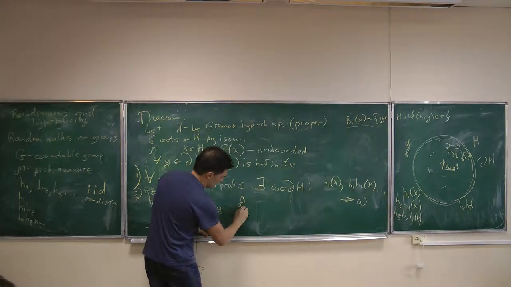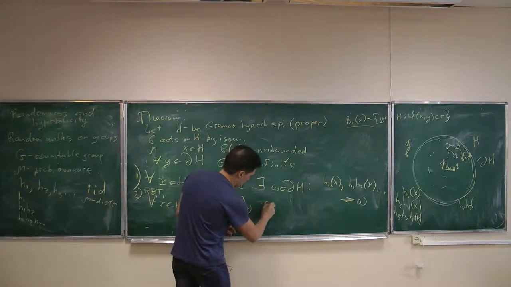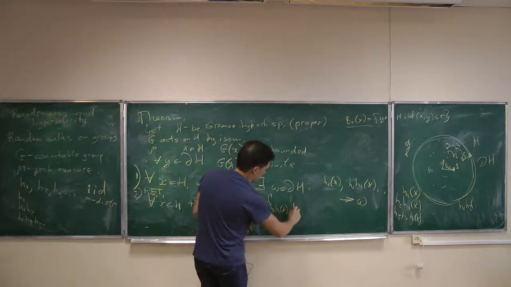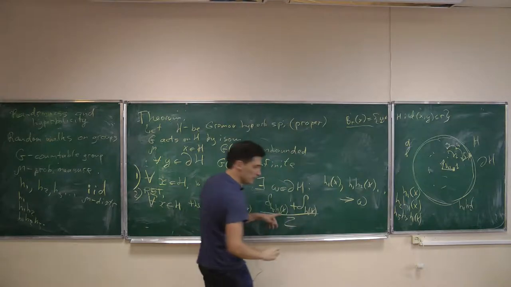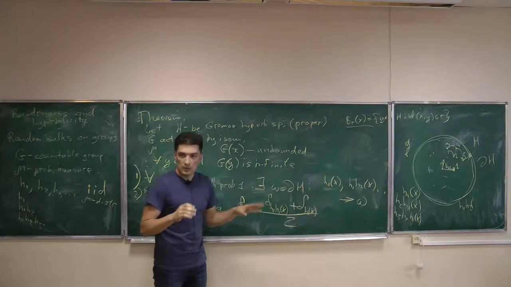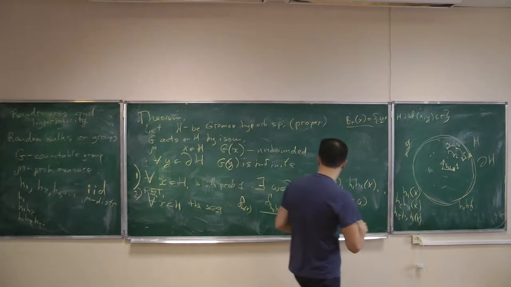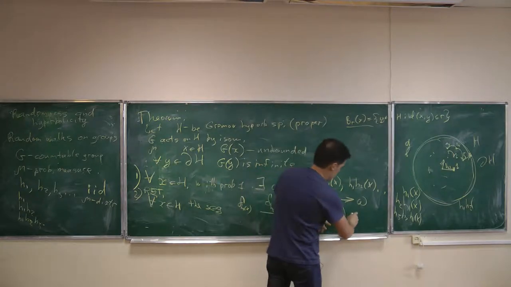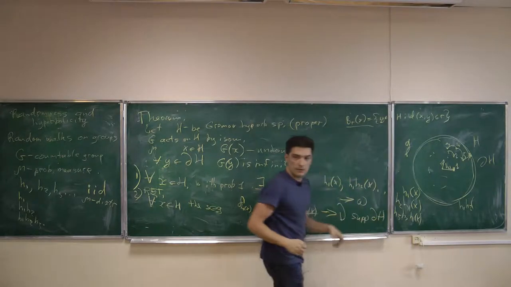Dirac delta measure at h1 of x, then on the next step, the sum of two measures divided by two, and so on. Then this sequence of measures will weakly converge to some measure concentrated on the boundary. Some measure nu, with support on this boundary.